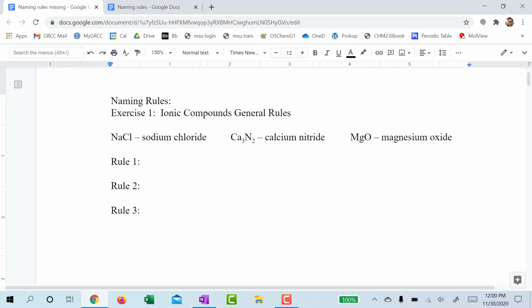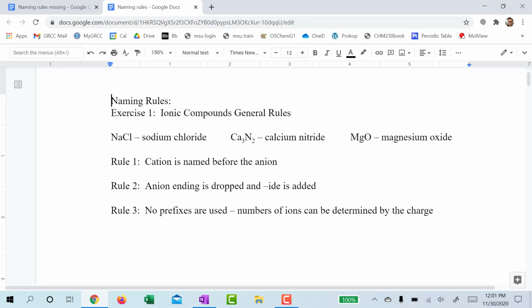If you pause the video and look at these, based on the names that I gave you in the previous lecture, what are the general rules that you see? Hopefully you paused the video and tried to write down 3 rules. I'm going to give them to you now. You can see that the cation is always named before the anion. So sodium ion, which is +1, and the chloride ion, which is -1, is written second. So the cation name is always before the anion.